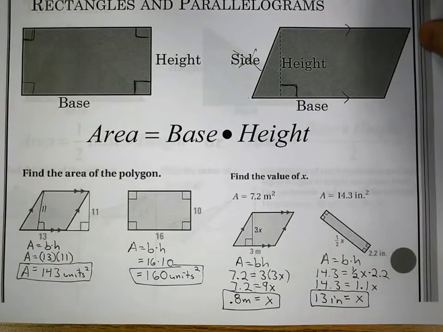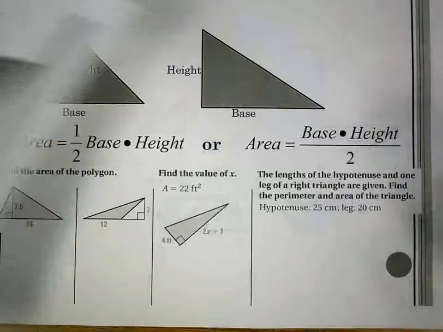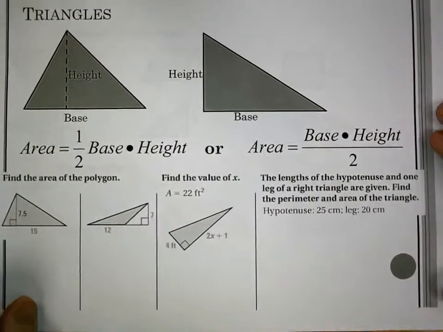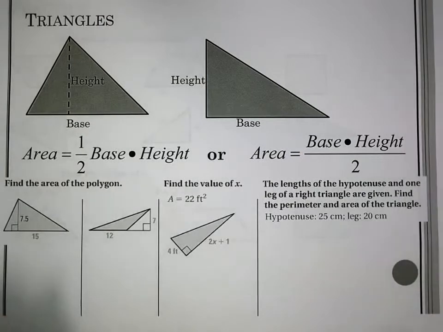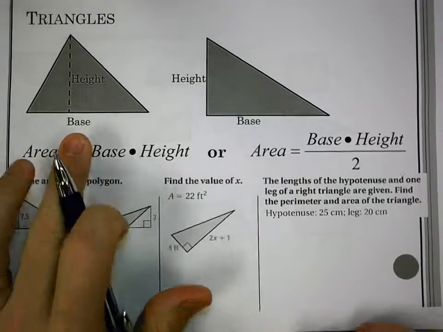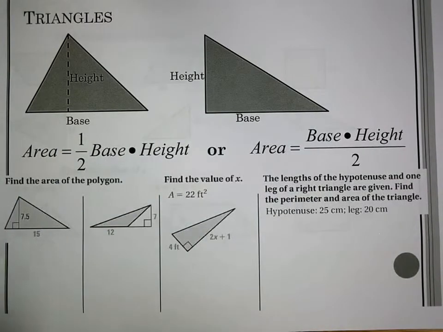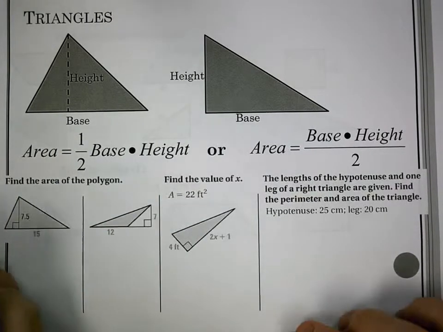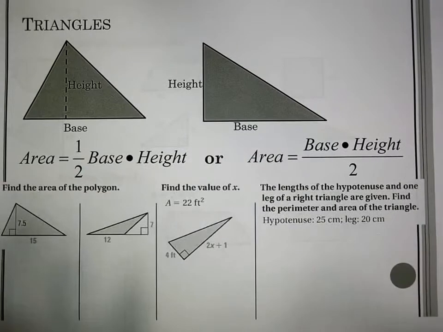Okay, so if we go to our next shape now, which is a triangle, we have a different type of formula. Area is 1/2 base times height. Now, if I cover up that 1/2, it looks like the parallelogram or the rectangle formula, and that is something that's a common error for a lot of students. We have to pay attention to that.